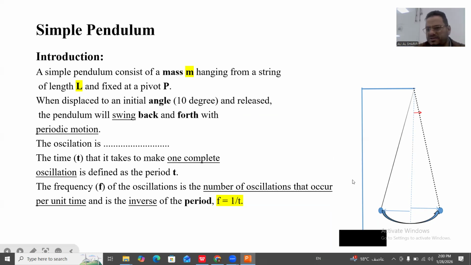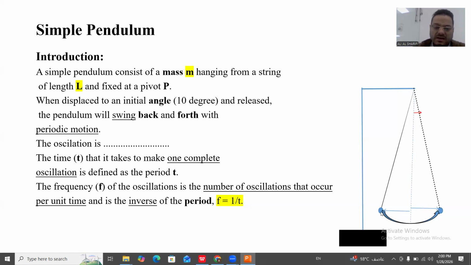What is the oscillation? The oscillation is the distance from this point to this point. When you displace the pendulum from the equilibrium point by using a small angle, not more than 10 or 15 degrees, and release it, it will go and come back one complete time. It's named an oscillation.